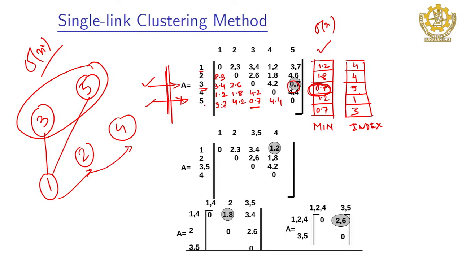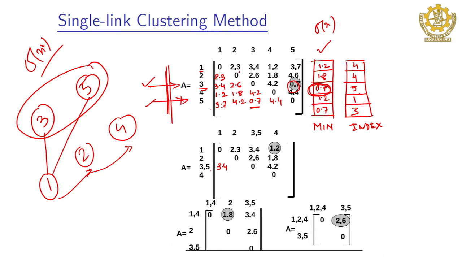Now, 3 and 5, what is the distance? 3.4 and 3.7. So, now what will be the distance from one cluster to the merged cluster 3 and 5? Obviously, the minimum, 3.4. So, instead of 3.5, we will write here 3.4. Why is it not written in the other half? Because we are only showing the upper triangular matrix, because it is a symmetric one.